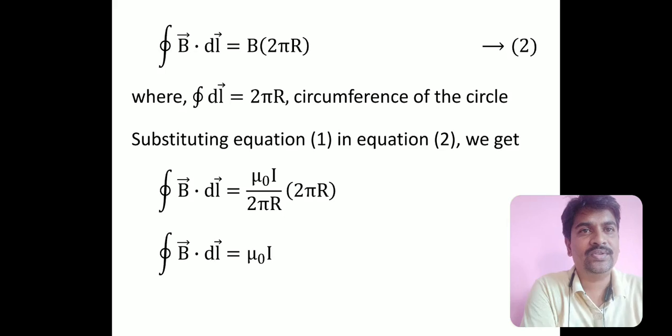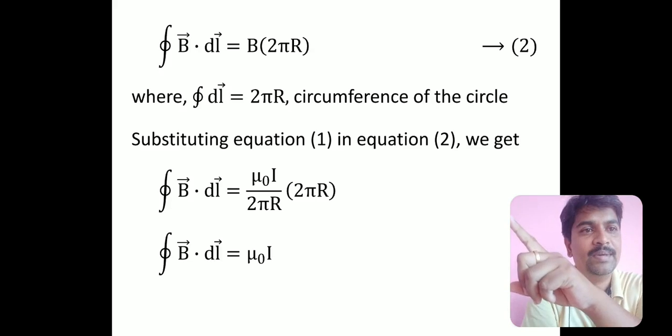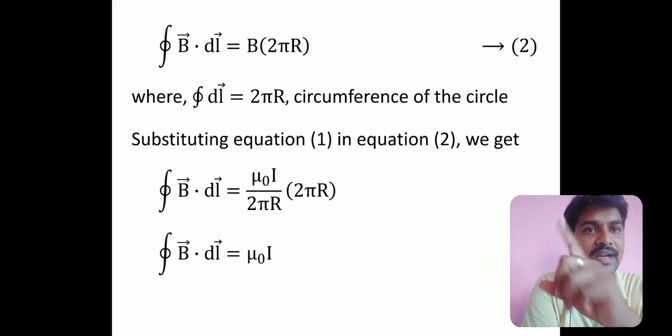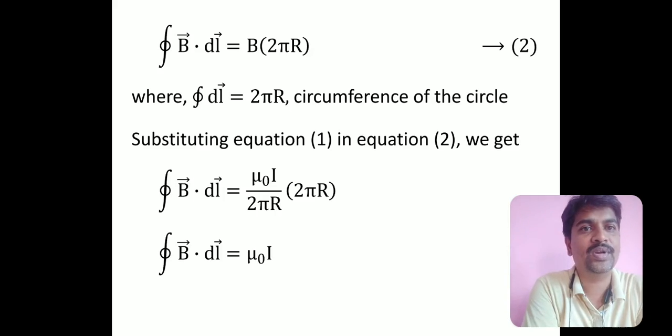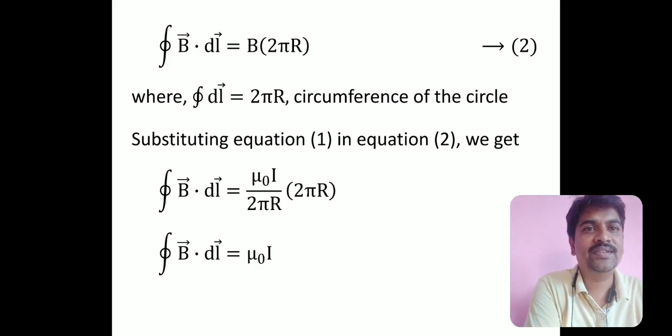That's what I have told you, that's the circumference of the circle. Now I can substitute in the previous equation. So the line integral of B dot dl is equal to mu naught I divided by 2 pi r, which is the equation for magnetic field I derived in my previous video using Biot-Savart's law, multiplied by this 2 pi r. Where does this 2 pi r come from? This 2 pi r is the circumference of the imaginary closed path which I have considered, of radius r.